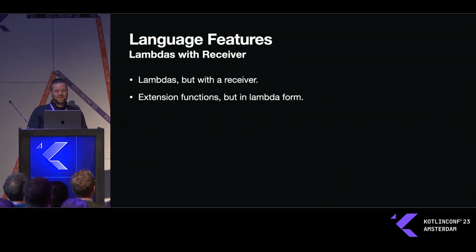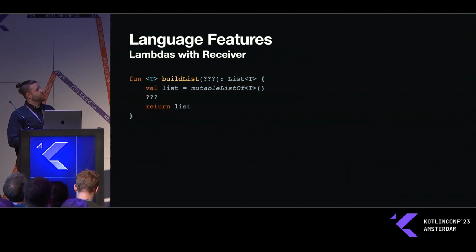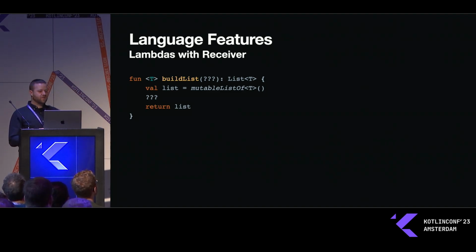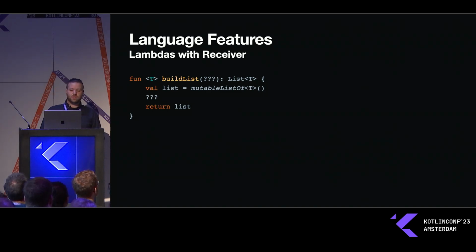So let's just take a look at what this is. There's another standard library function called build list that allows you to functionally declare what a list is going to be made of. And so we're going to start with a mutable list of T. We're going to do something to build up that list, and then we're going to return it as just a list type, just that view into a list rather than being a mutable list.